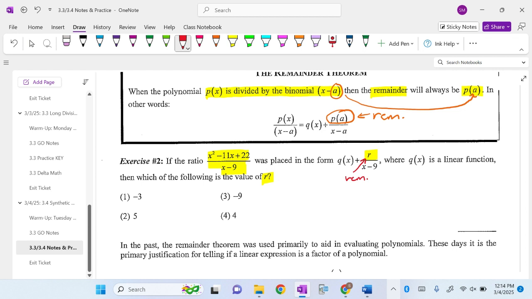So first thing you're going to do is you're going to take your root or take your factor and you're going to say, okay, I'm going to set x equal to what?